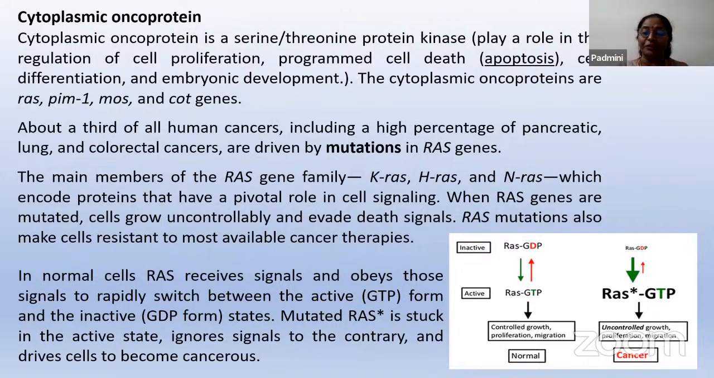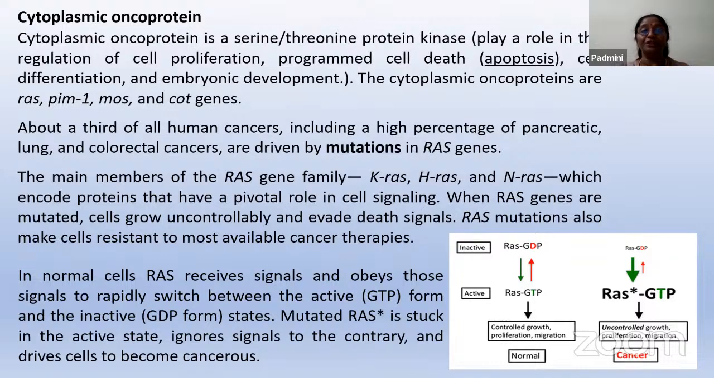How does this RAS work? If you can see in this picture, the RAS gene with GDP is inactive, but when this RAS gene has to be activated, it needs to have GTP bound. Once the GTP is there, it leads to controlled growth, proliferation, and migration. Once the function is over, the GTP is converted into GDP, guanine triphosphate to guanine diphosphate. So when it goes to GDP, that means the cell is inactive, that is, the cell is functioning normally.